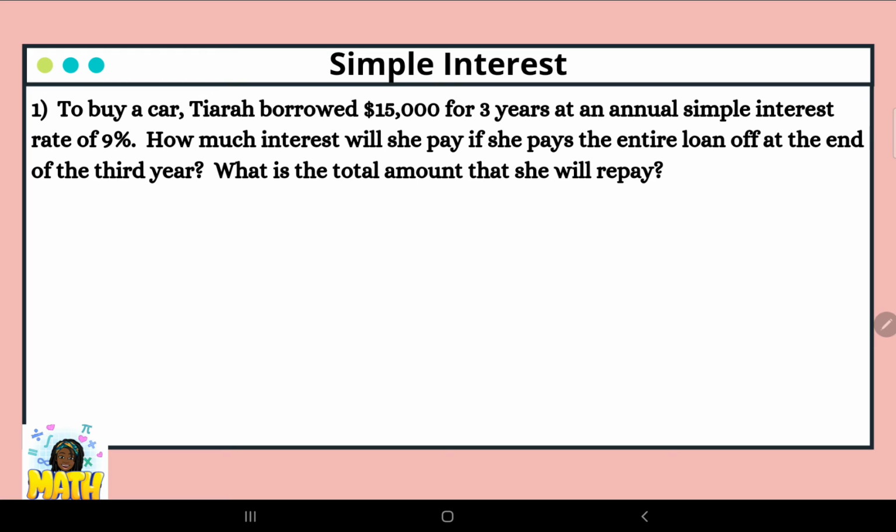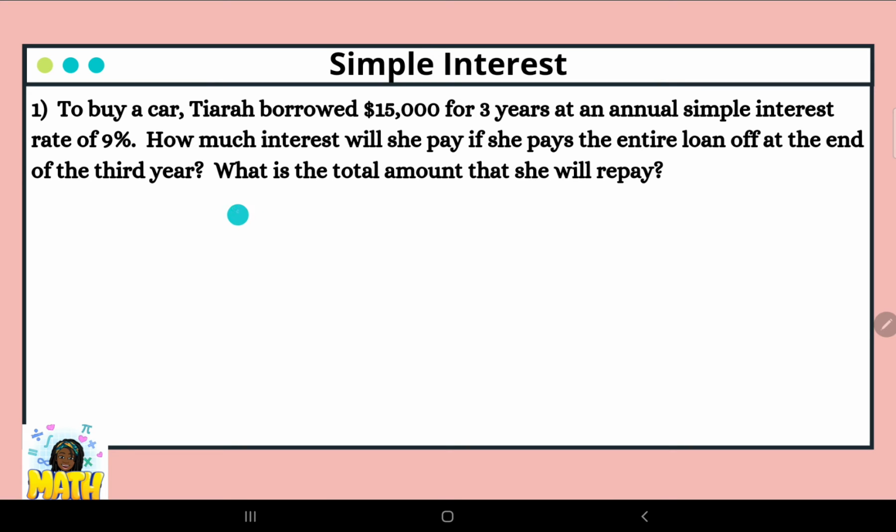To buy a car, Tiara borrowed $15,000 for 3 years at an annual simple rate of 9%. How much interest will she pay if she pays the entire loan off at the end of the 3rd year? What is the total amount she will repay?